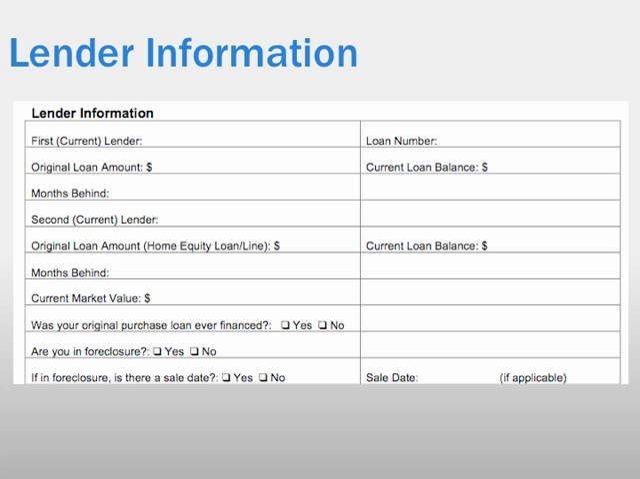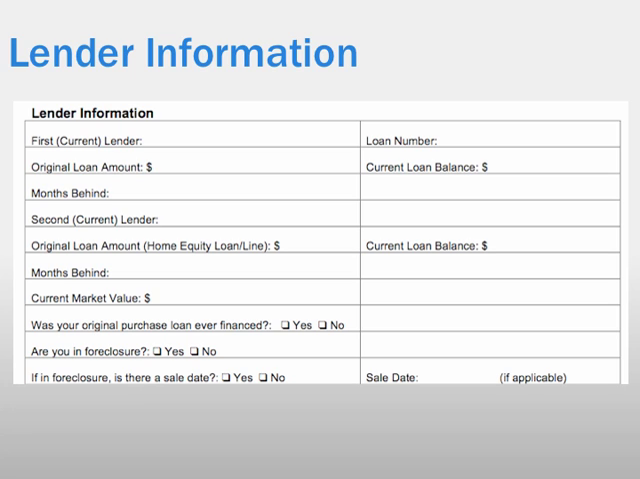And then you have the loan number to the right of that, the original loan amount, and the current loan balance if they know it. If they don't know it and they think they can guess near it, that's fine. Months behind, are they on time? It would be 0. 36 months, 24 months, whatever that number is goes there.